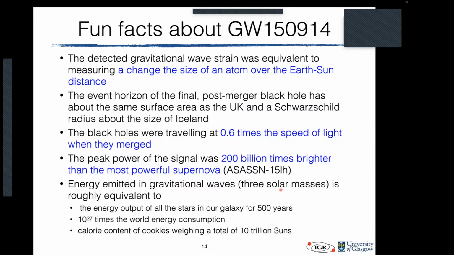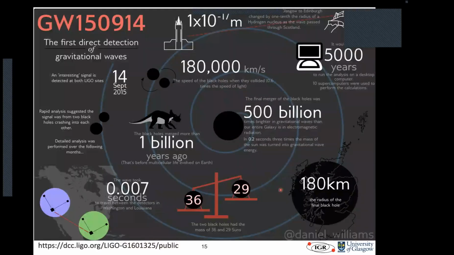Okay, and then this is another nice pictorial way of seeing it. The delay between the detectors was about 0.007 seconds. This corresponds to the light travel time between the two. And the radius of the black hole is, conveniently, about the size of Scotland, which is where I am. So this is the upper end of the UK, covering almost all of Scotland, and so on.